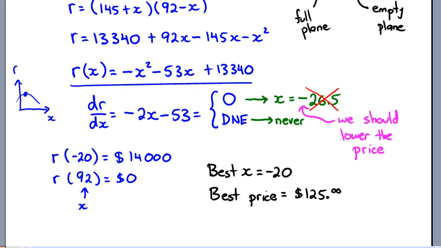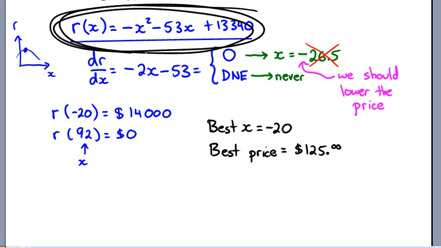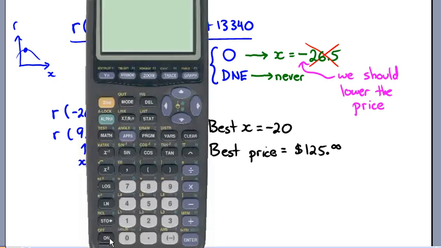Now here's another way to look at that. I'm actually going to graph this revenue function right here. Okay, if you're sitting there going, I don't get it, why didn't we go with the negative 26.5? Well, let's just briefly graph this revenue function and see how it looks.